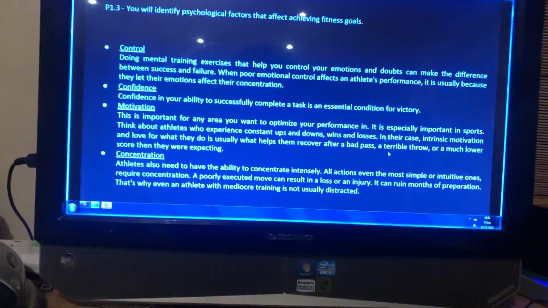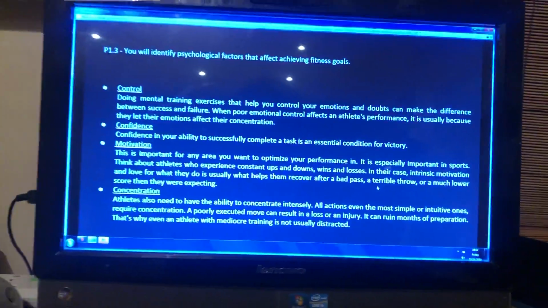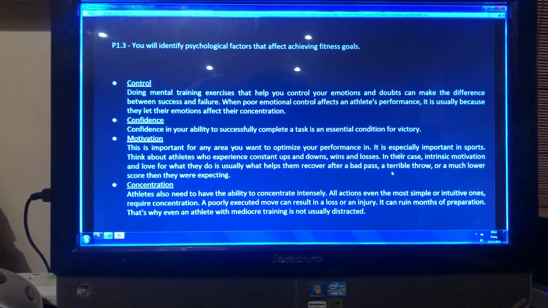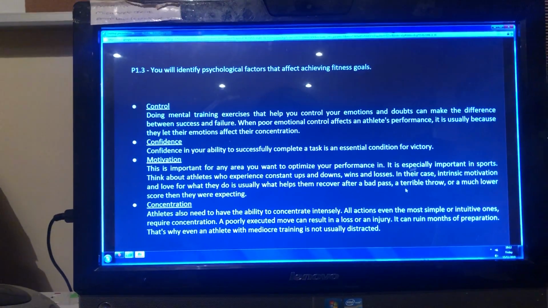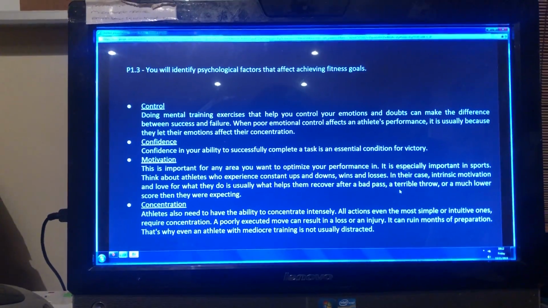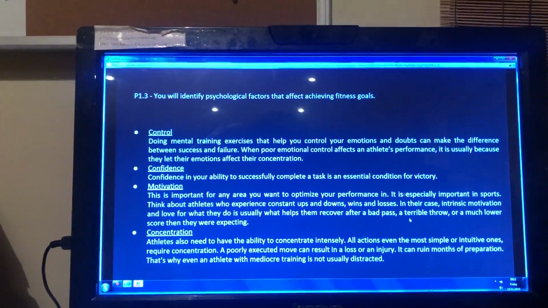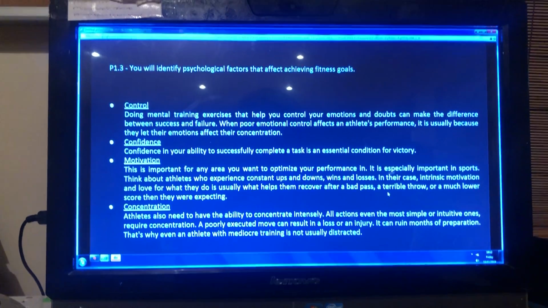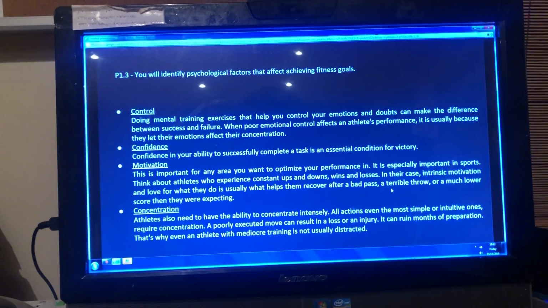Control. Doing mental training exercises that will help you control your emotions and doubts can make the difference between success and failure. When poor emotional control affects an athlete's performance, it is usually because they let their emotions affect their concentration. Confidence. Confidence is your ability to successfully complete a task and is an essential condition for recovery.